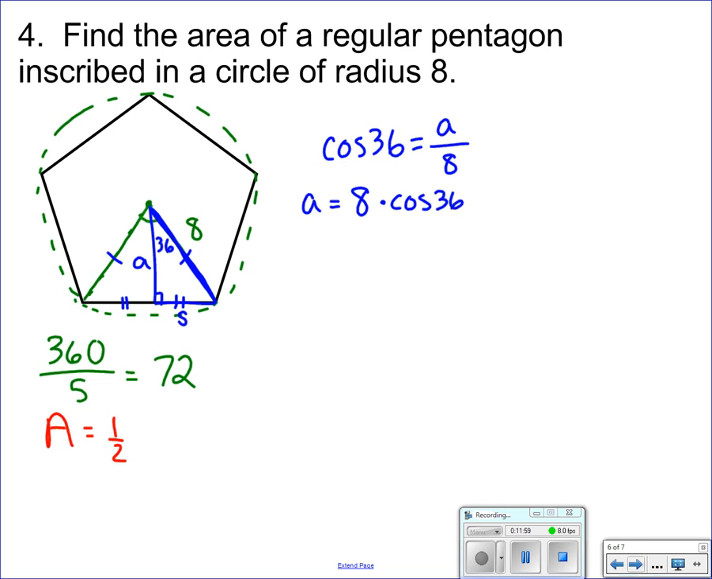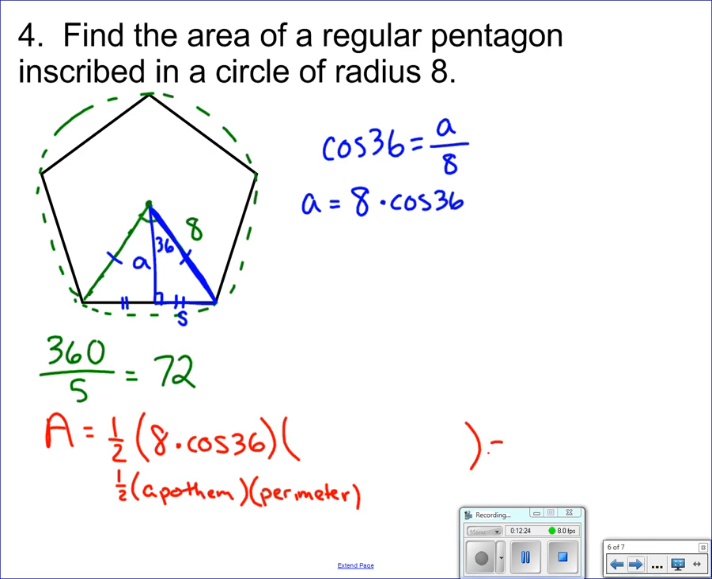Area is 1/2 the apothem. So that's 8 times the cosine of 36. Notice how I'm not typing anything in my calculator yet. And this is what I want you guys to do. So 1/2 the apothem times the perimeter. Okay, so let's talk about how to get the perimeter that we're going to plug into this formula and then plug into our calculator.